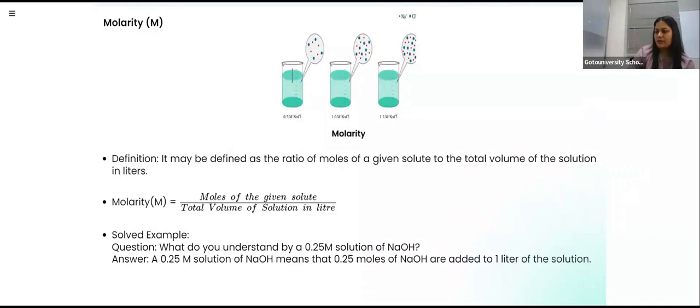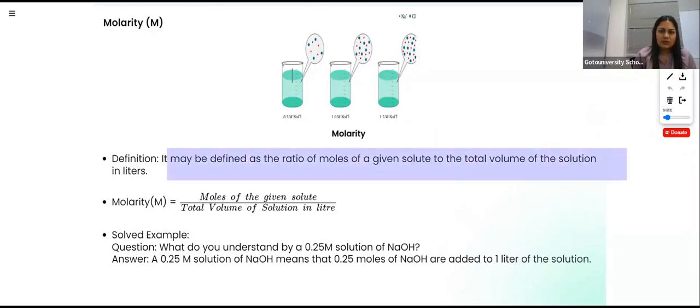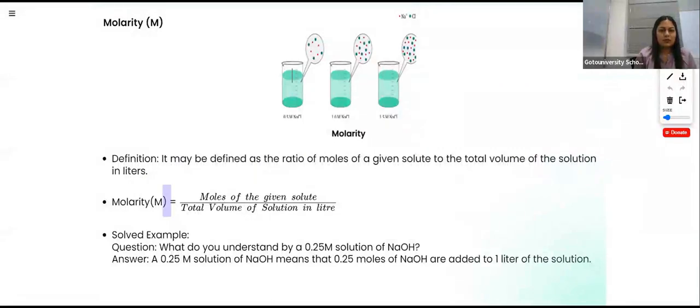Number 6 method is molarity. It is represented by capital M. Another method to express concentration of solution. What is molarity? It is defined as ratio of moles of substance to the total volume of solution. What is a mole? It is the unit of quantity of a solute, divided by the total volume of solution in liters, right?